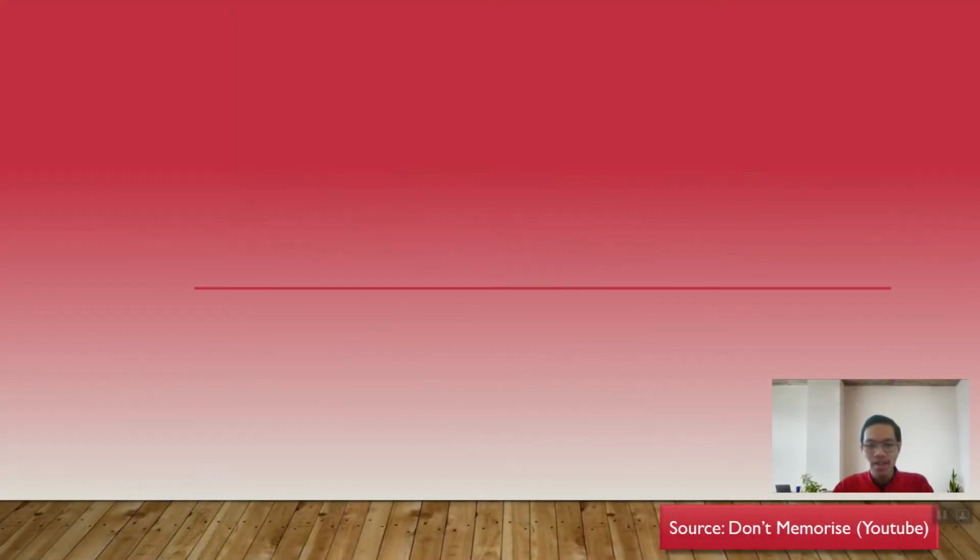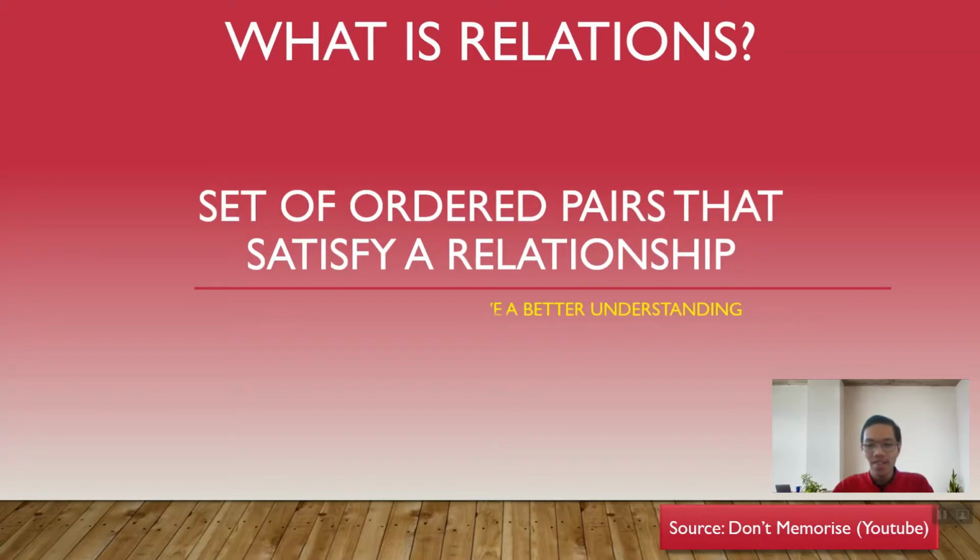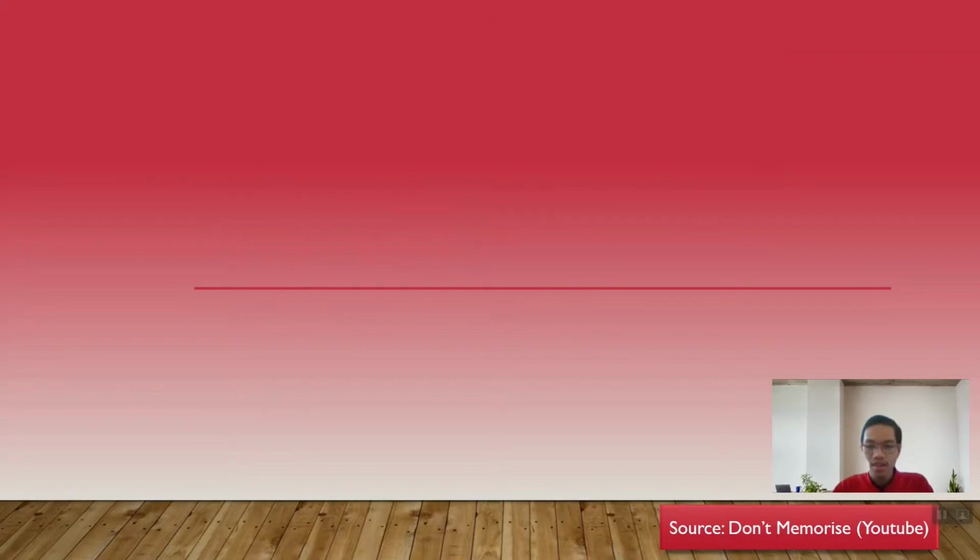My metric number is 1190573. Today I will present about the relation. What is relation? Relation is sets of ordered pairs that satisfy a relationship. Let us see an example to have a better understanding.